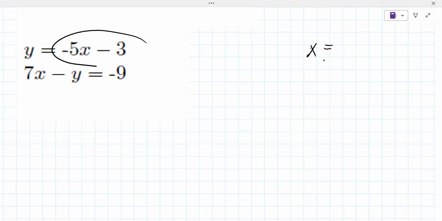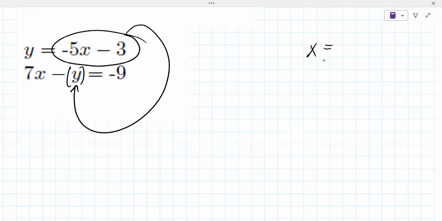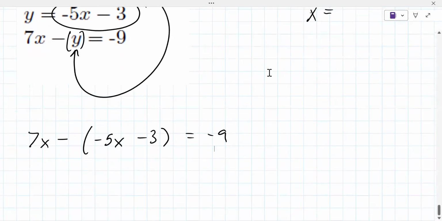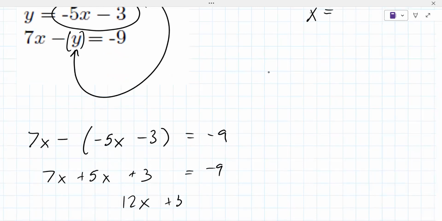Okay, so again, you're putting that in for y, but y is really in parentheses. So 7x minus 5x minus 3 equals -9. Do you have something like this written down? Yeah, I'd gotten all the way down to the very bottom. Okay, did you distribute the negative to both? Yeah, so I made them both positive: 7x plus 5x plus 3 equals -9. So 12x plus 3 equals -9. You should get a whole number for your answer.